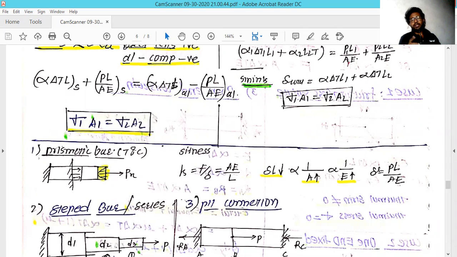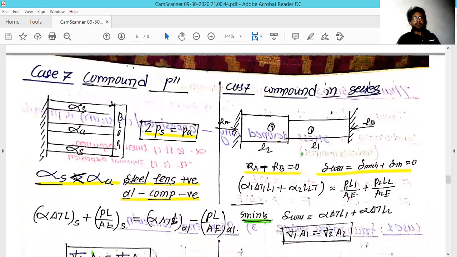So this is how you have the three equations: first, with respect to force; second, with respect to change in the dimension; and third, with respect to these forces. Most of the time they ask to find the forces developed in both: first the force developed in the steel, and then the force developed in the aluminum. And this combination is what they call the parallel combination of two materials.